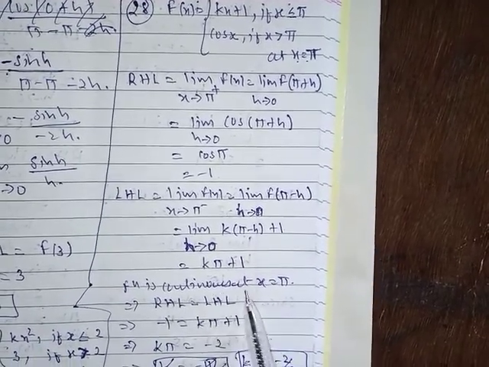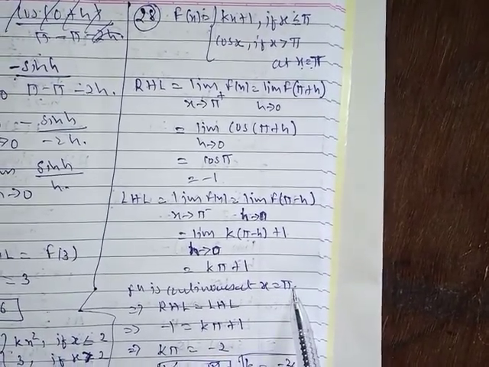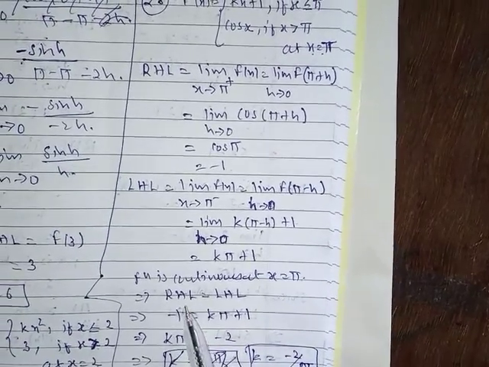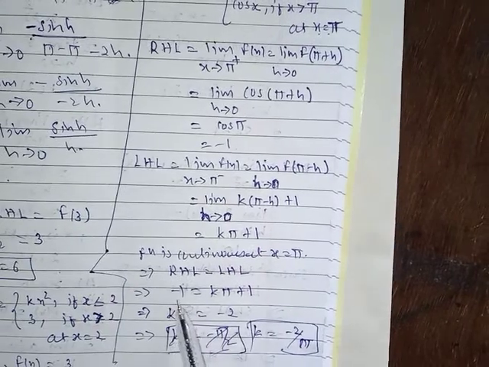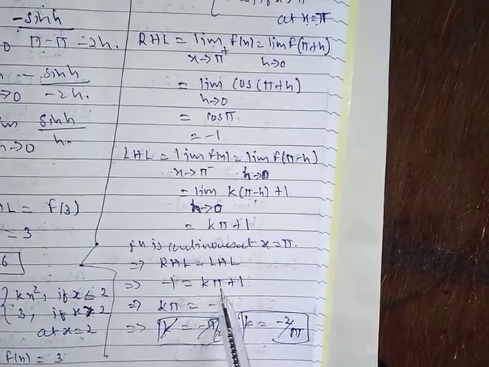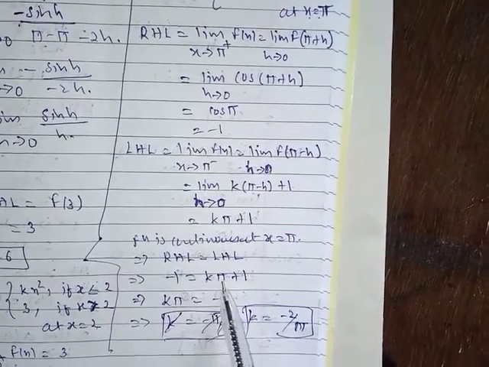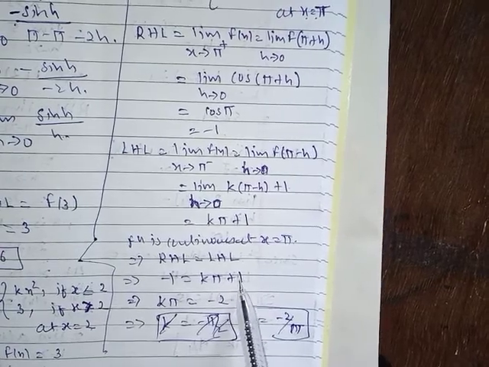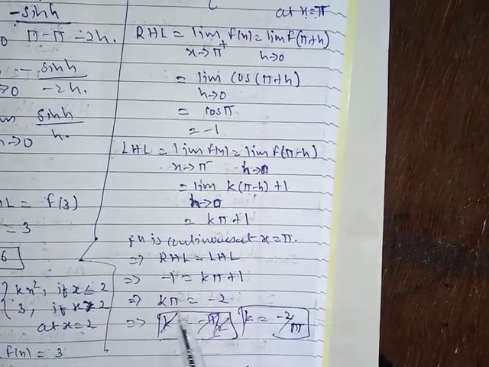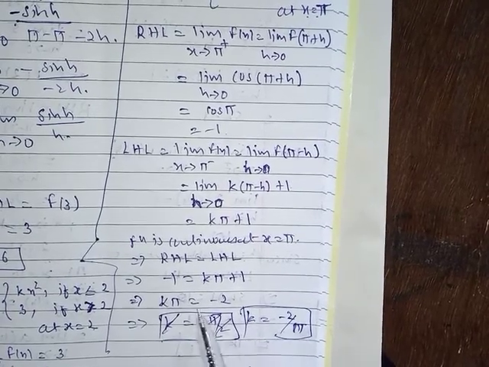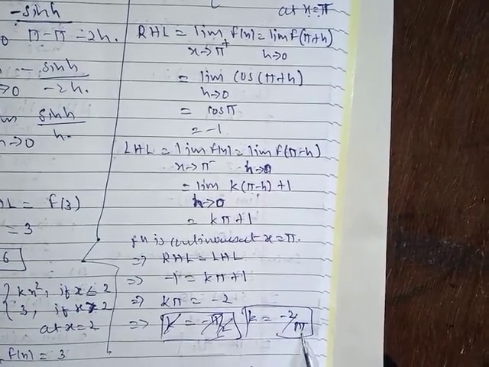Since the function is continuous at x is equal to pi, what do you get? Left hand limit is equal to right hand limit. So minus 1 is equal to k pi plus 1. So this plus 1 will move to that side. So what will we get? k pi is equal to minus 2. So k is equal to, what do you get? Minus 2 by pi.